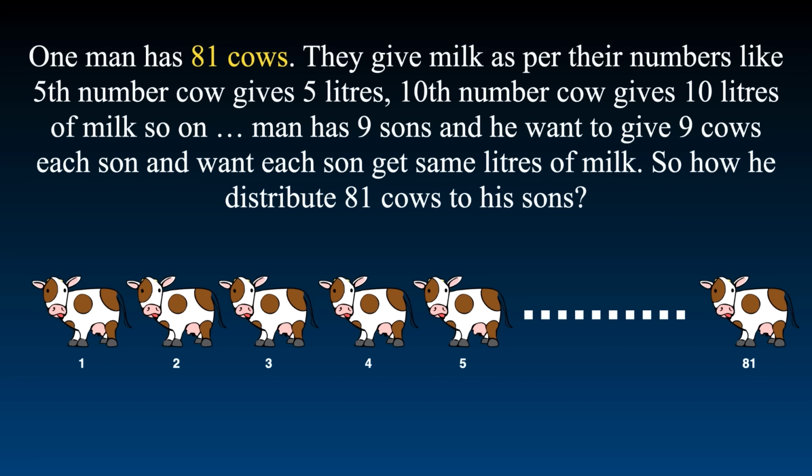That man has 9 sons and he wants to give 9 cows to each son and wants each son to get the same liters of milk. So how does he distribute those 81 cows to his sons?